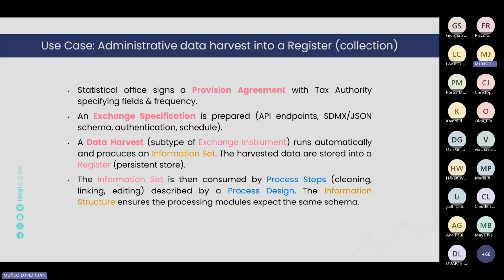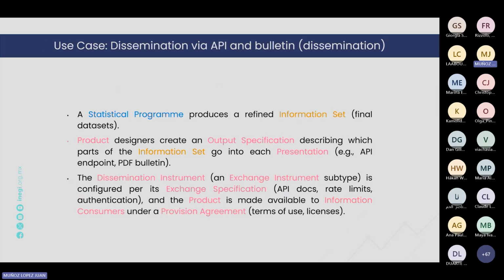This data is then put into a register where it can be used for further analysis. The information structure ensures that the data is in the right format for our processing tools. So this is how we can use this exchange group to describe concrete cases. Let's see another example.